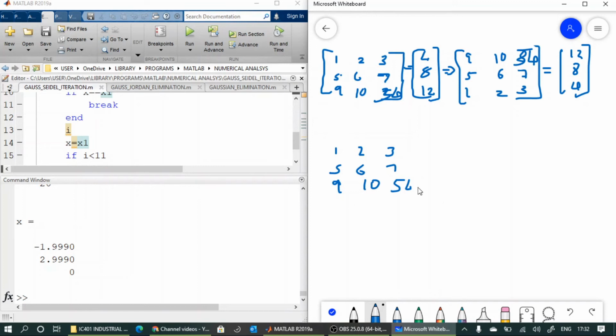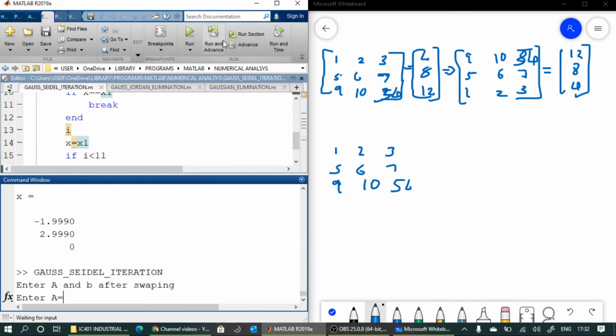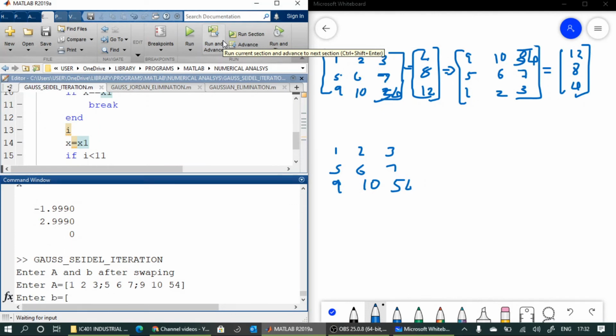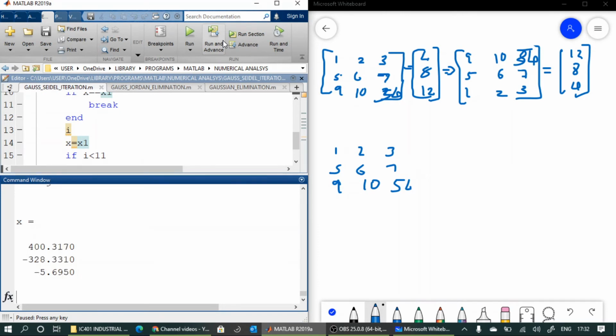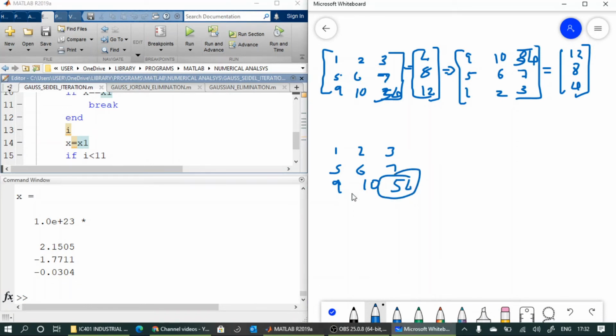If you substitute like this, what is the advantage? So 1, 2, 3, 5, 6, 7, 9, 10, 54, then B is 4, 8, 12. You can see that it is diverging. Now it is diverging. Even though it is highly dominant, here the dominance is 9 plus 10, something around 37.